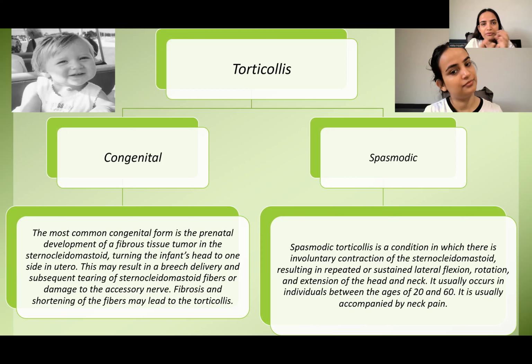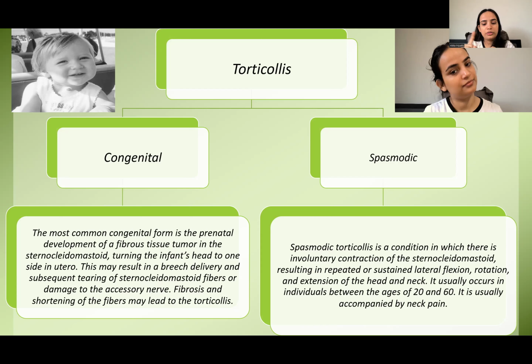What is breech delivery? In which the bottom part will come first during the delivery process. So while delivering, some tear happens at the sternocleidomastoid muscle or some injury to the accessory nerve during birth, that all leads to fibrosis or shortening of fibers, that leads to congenital torticollis. So this is a little information about torticollis, the types of torticollis.